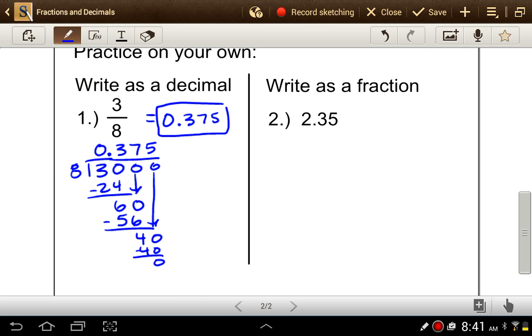And then the last one, write as a fraction. So again, I have my whole number 2, so that's going to be 2. And then that's 35. Remember, tenths, hundredths. So that's 35 hundredths. Okay, and then I got to simplify that. 5 goes into both of those. They end in 0 and 5, so I know 5 goes into those. Do not forget your whole number when you're simplifying. It's 2, and then 35 divided by 5 is 7. 100 divided by 5 is 20. And I cannot do anything else, so I am done.